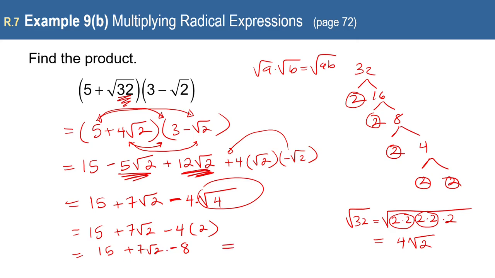Let's collect like terms. 15 minus 8 gives us 7. We have 7 plus 7 root 2 is our solution. So take your time with the foiling. Make sure you understand where each of these numbers come from.